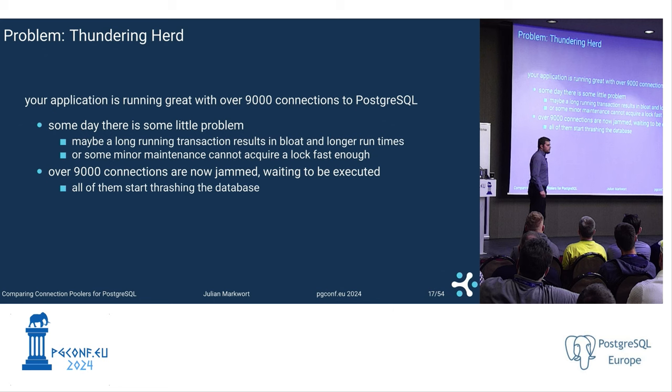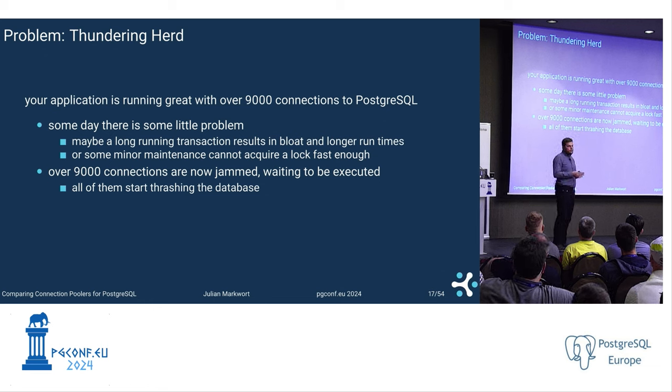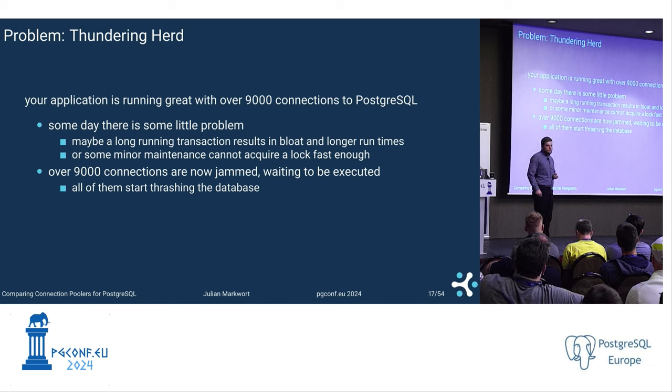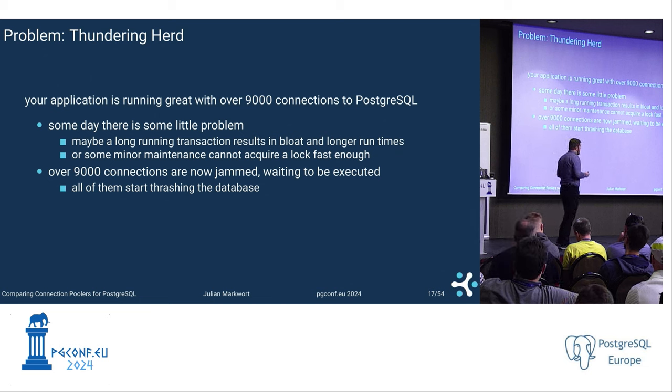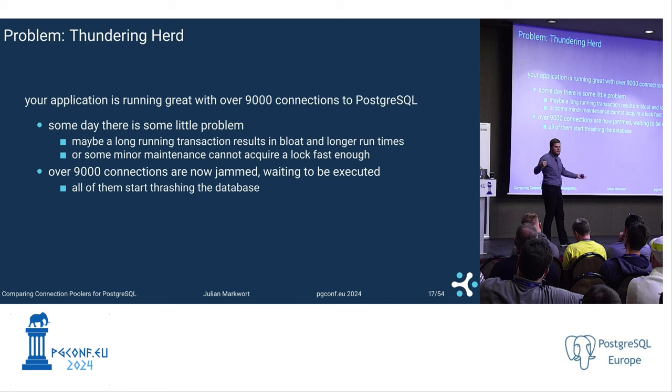And I think this is the last problem that I'm going to talk about, then we're going to talk about poolers actually, is the thundering herd problem, which in many variations everybody has probably heard about. So here the thing is, your application and your database might be running completely fine with 9,000 maximum connections, and at some point there is a little problem. Maybe you have a long-running transaction that leads to some autovacuum bloat buildup, and all of your other connections' queries become slower, or maybe there is some maintenance task that is supposed to need just a very short duration to acquire a lock and then be done, but actually it needs to wait a bit for that lock to be available, and that can then lead to all of the other workers, all of the other application connections queuing up, waiting to get their work done.